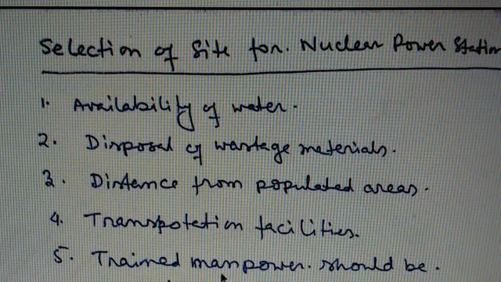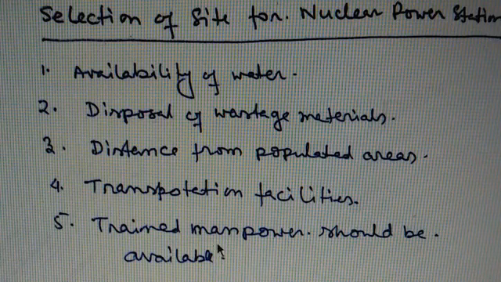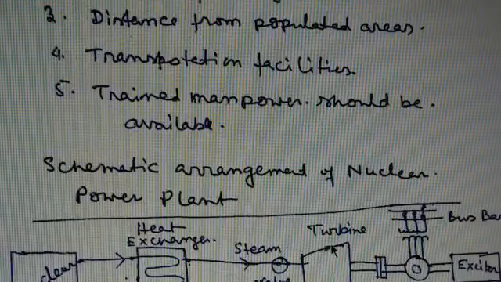Next, transportation facility. For communication and other material transportation, transportation facilities are required for selection of the site of the plant. And this type of power plant is vital because the technology is very modern, not simple. So trained manpower should be available to run the power plant.